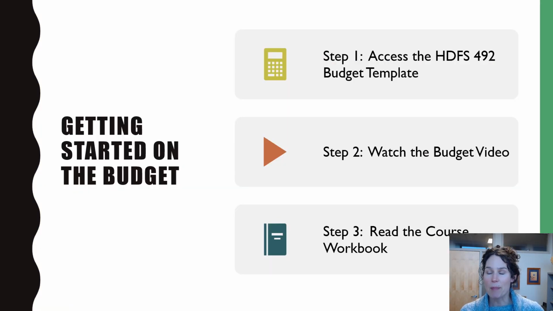Okay, so what I'm going to encourage you to do is to pause this video, go under the module overview page where you found this lecture and look at the budget template. It's got multiple tabs, and then watch the budget video that Dr. C.K. Rizzo created for all HDFS 492 classes, walking you through how to use the template. And then take a peek at the course workbook, which has some nice structures to help you think about what needs to go in your budget.